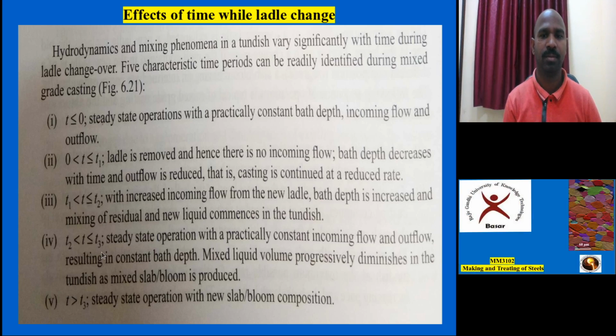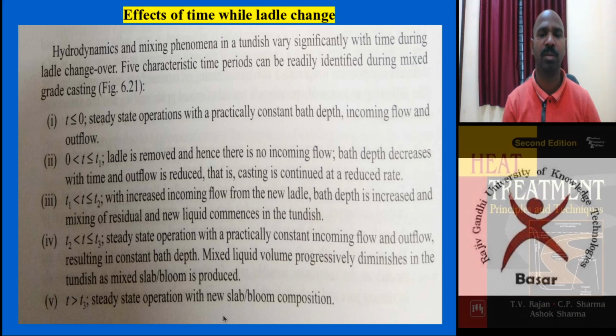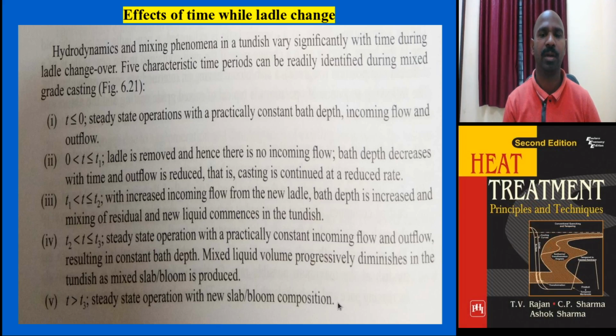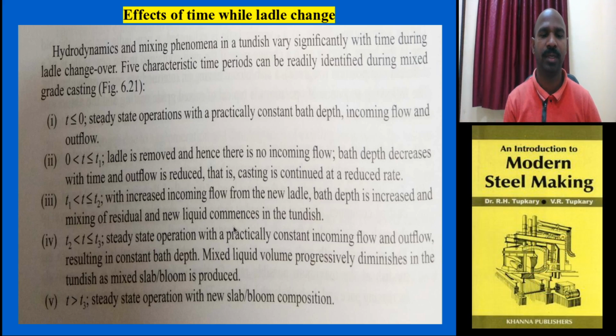And from T2 to T3, again it goes to steady state flow with the incoming and outflow. And after T3 there will be a steady state operation, and you will be getting the new composition slab or bloom. At this stage, a mixed composition slab or bloom is going to be produced in this particular situation.